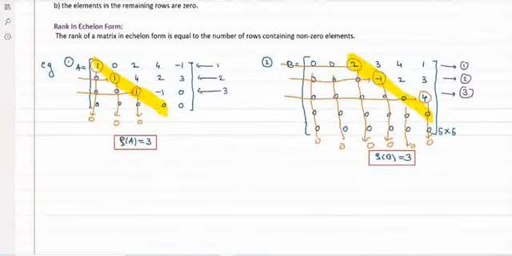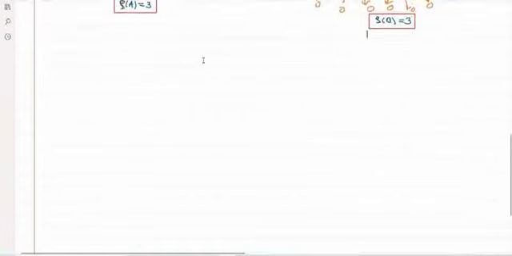Reply, yes or no? Yes, sir. I will continue the example. You will get a more clear idea. Yes, fine, thank you. So take down the question.